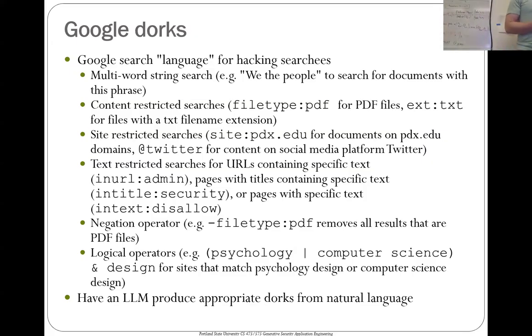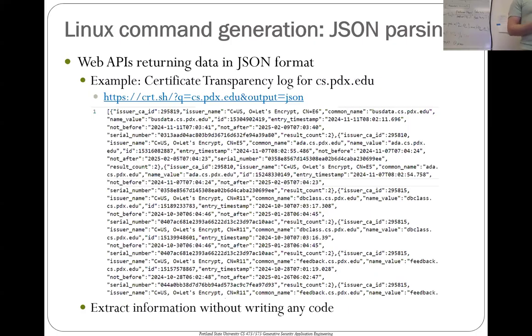Okay, here's another useful one. If you've ever had to parse a JSON blob, you're like, oh, this is the worst thing, because usually it's unstructured and you get this as an output and you're like, how do I get the information out of that? It's painful. And so here's an example that you're going to run. You're going to go to the certificate transparency log.